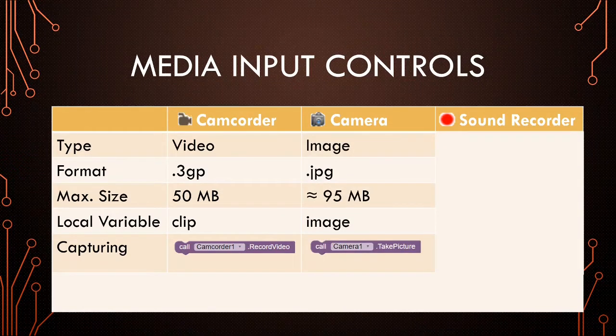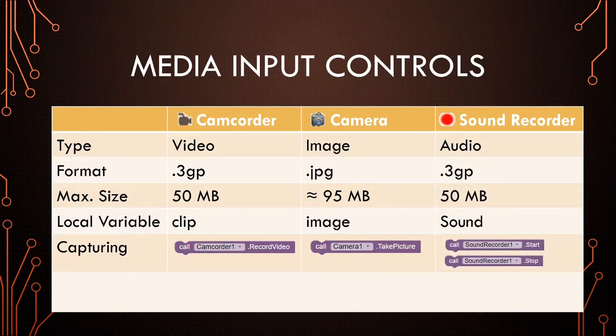The camera, on the other hand, is for still images. Its format is a JPEG or JPG file. Its maximum size is variable. It's about 95 megabytes. The actual limit is based on pixels, which is 5,000 by 5,000 pixels. And depending on the color depth that you have, whether it be an 8-bit or 16-bit image or some other resolution, the file size will actually be different. Its local variable is called image, and we take a picture by using the call camera take picture block.